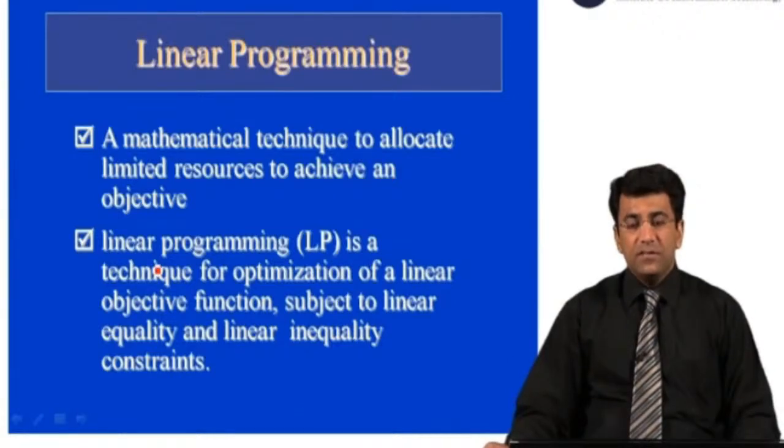Now let's start with the definition of linear programming. Linear programming is a mathematical technique which is used to allocate limited resources to achieve an objective. Now let's discuss this definition. The first point in this definition is that linear programming is a mathematical technique. So it uses some mathematical approaches in order to achieve the different objectives before the operations managers. So through a linear programming problem, we are actually interested in achieving some objectives.